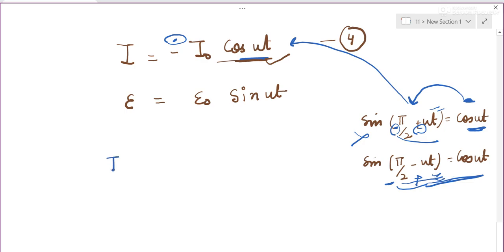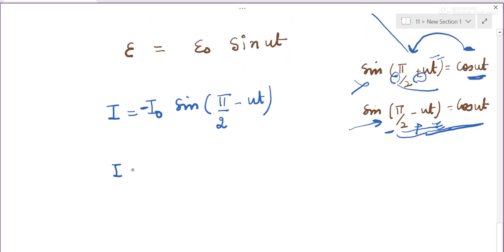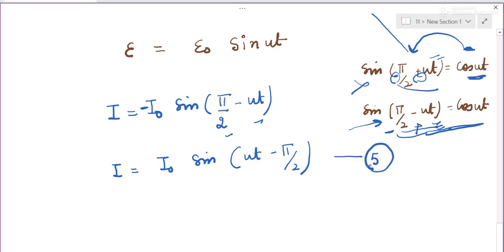So we'll substitute I is equal to minus I naught, and in place of cos omega t, I'm putting sine of (90 minus omega t). Now I'll take minus inside. So I is equal to I naught sine, this will be negative, this will be positive, so omega t minus 90. This is my final expression for current. Okay, and EMF is this.